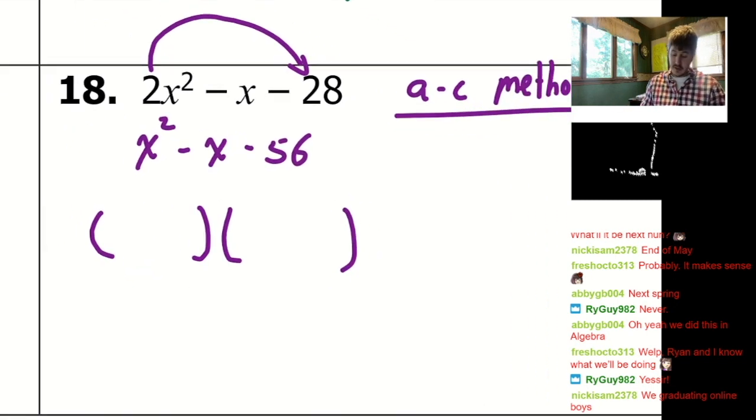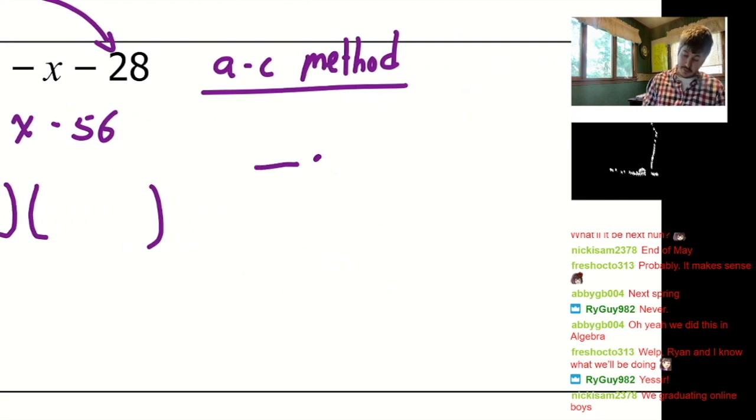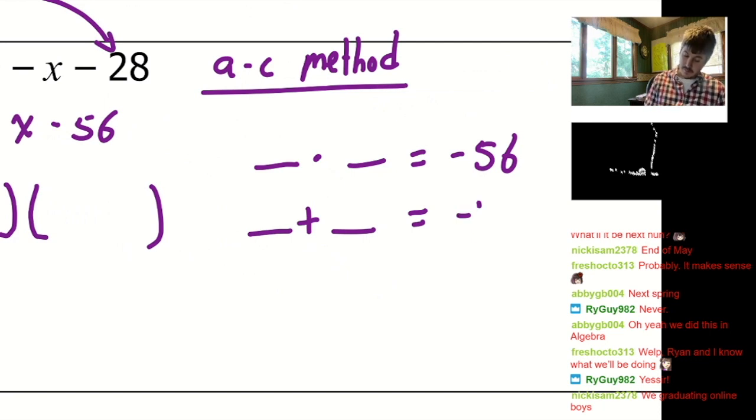So we're just going to factor like normal. Two numbers that multiply into negative 56, and then two numbers that add into, is that negative 1? So what do we have here? I think it's 8 and 7.